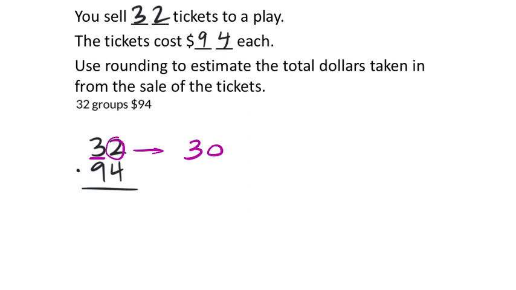And then 94, the same thing. 9 to the right is less than 5, which is going to make that a 90. Okay, because the 9 is going to stay the same.